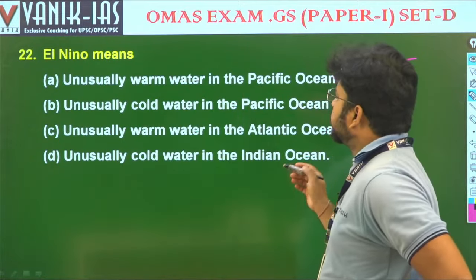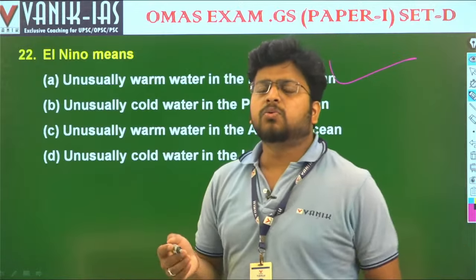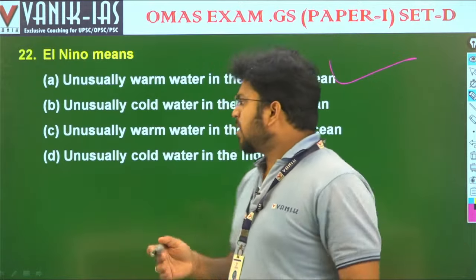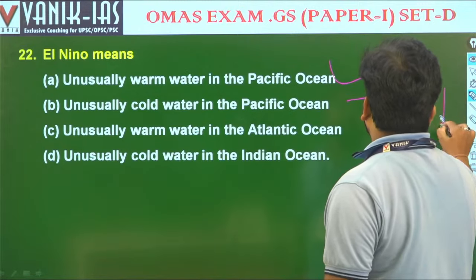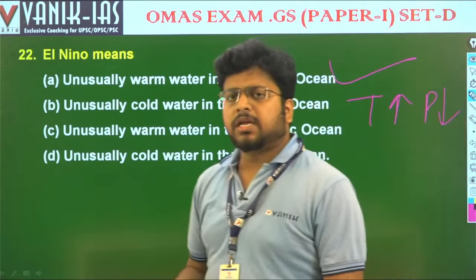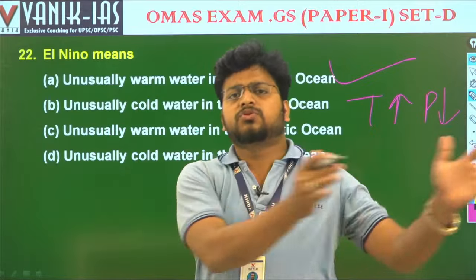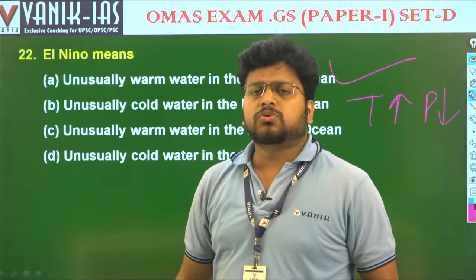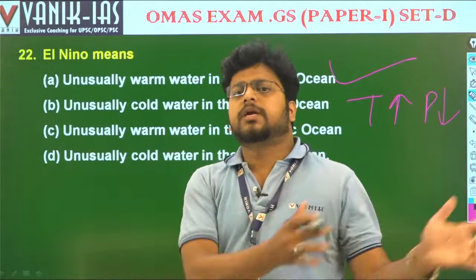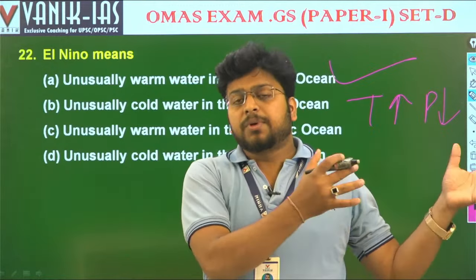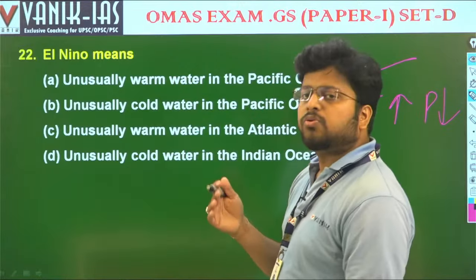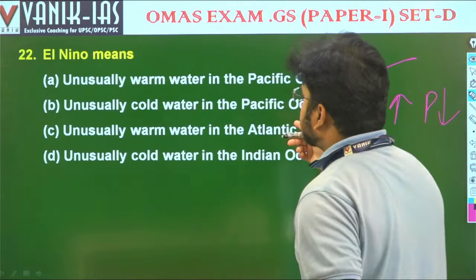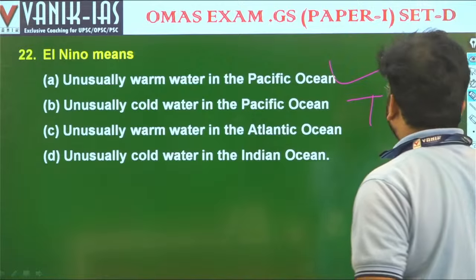When warm water develops in the Pacific Ocean, especially on the Peru coast, what happens? Warm water means temperature increases. Whenever temperature increases, pressure decreases. So low pressure develops in those areas, and air from the Indian continent moves towards the Peru coast. That's why the monsoon gets weakened. When air from Peru comes to the Indian continent, our monsoon becomes strong. El Nino leads to low rainfall.